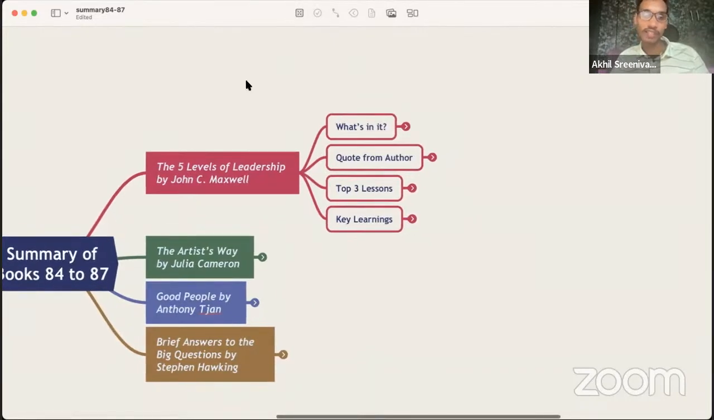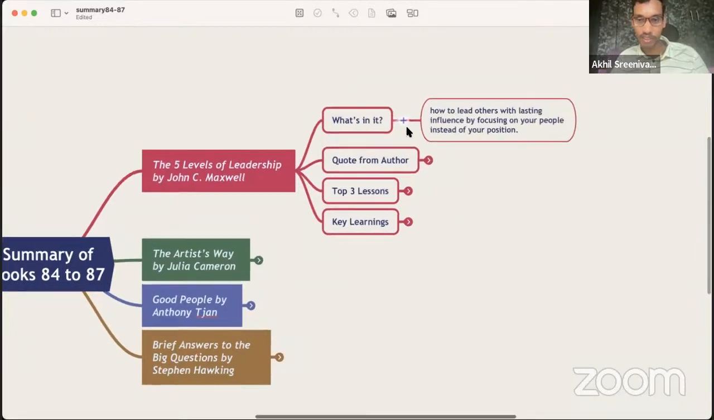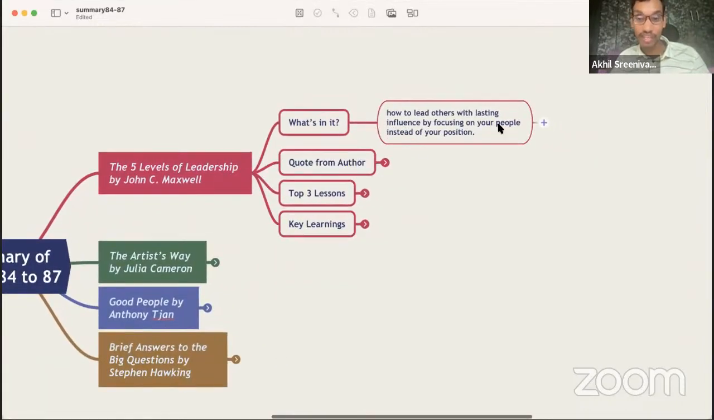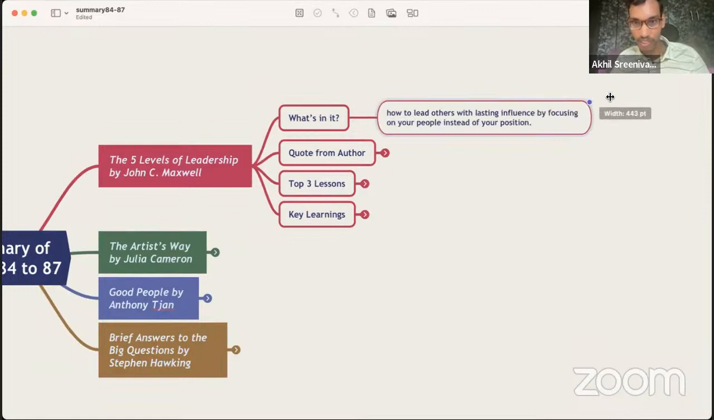So let's get started. The 5 Levels of Leadership, what's in this book written by John C. Maxwell? Let us see. How to lead others with lasting influence by focusing on people instead of your position. So we are seeing how to lead others with lasting influence by focusing on people instead of position. Let me repeat this. How to lead others with long-lasting influence by focusing on people instead of position.